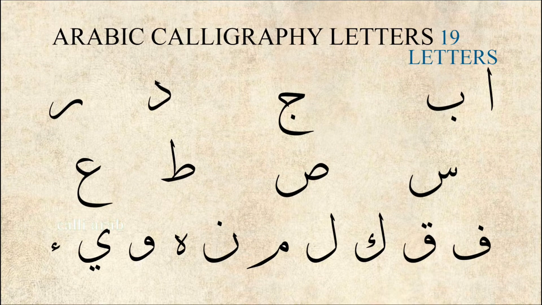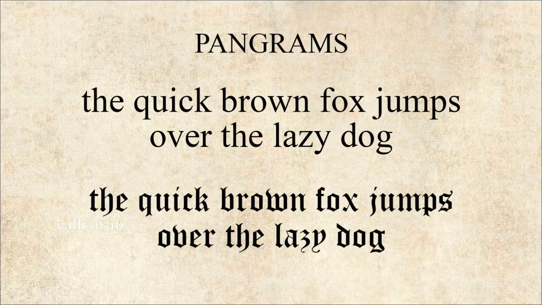Then the next term we have to consider is pangrams. Pangrams are sentences which contain all the letters in the alphabet. Coming to English calligraphy, we have the quick brown fox jumps over the lazy dog. This is a pangram in English. To master English calligraphy, we can practice this as much as 100 or 1000 times. Like that, we can practice this whole sentence many times and learn or master English calligraphy.